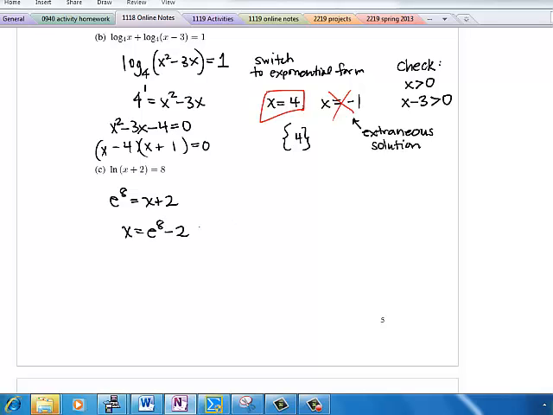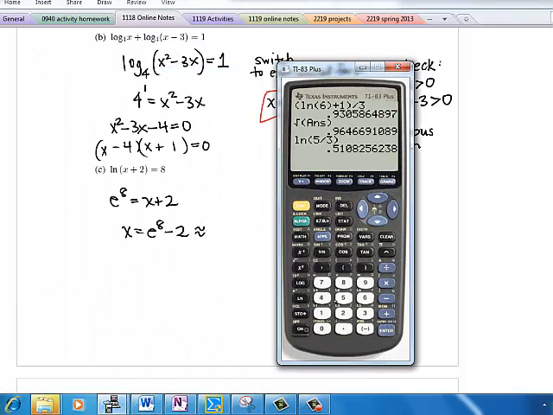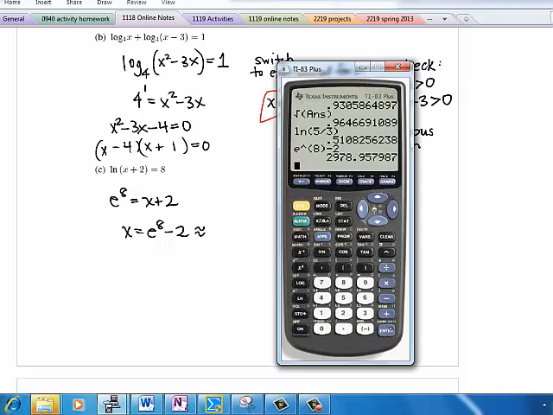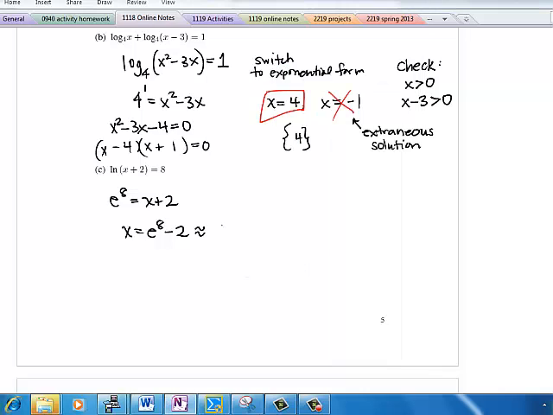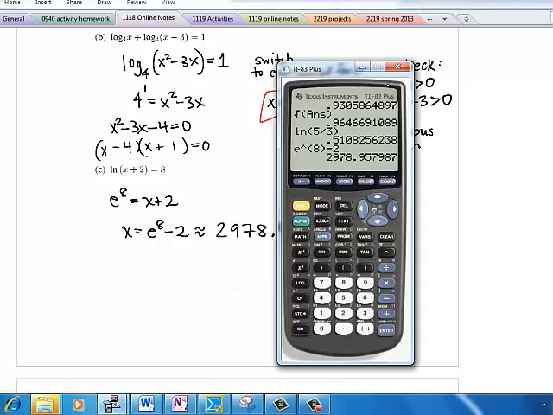And grab your calculator because we're supposed to get an approximate solution. And that's not an integer value, so we need to figure that out. This is going to be quite large. e to the 8th. Take away 2. So 2,978.96. Roughly, let me double check that. 2978.96, right.